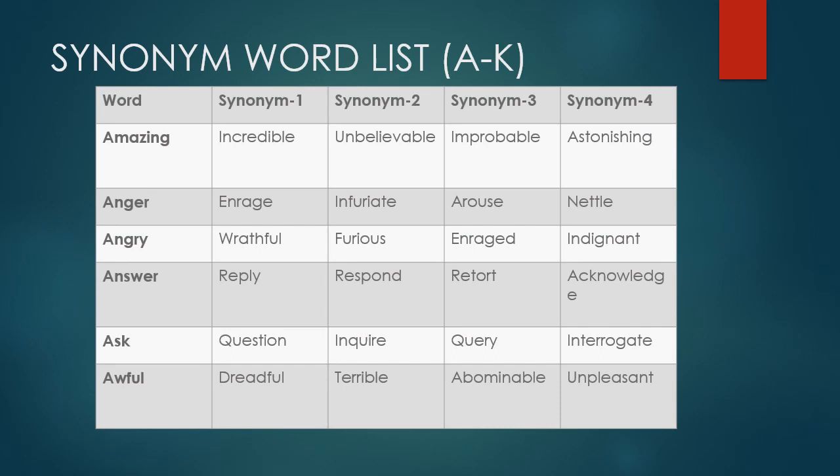These are from letter A: amazing, incredible, unbelievable, improbable, astonishing. So can you see, amazing has these 4 words as its synonyms, and they have the same meaning: incredible, unbelievable, improbable and astonishing. Next one, anger, enrage, infuriate, arouse, nettle. So these 4 words are synonyms for the word anger.